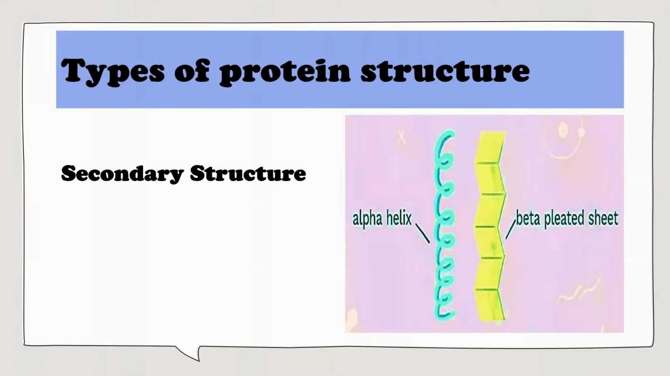Now, the second level is the secondary structure of protein. It refers to the coiling or folding of a polypeptide chain that gives the protein its three-dimensional shape. There are two types of secondary structures observed in protein. First is the alpha helix. This structure resembles a coiled spring and is secured by hydrogen bonding in the polypeptide chain.